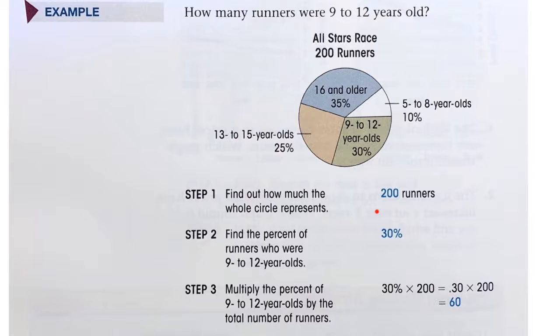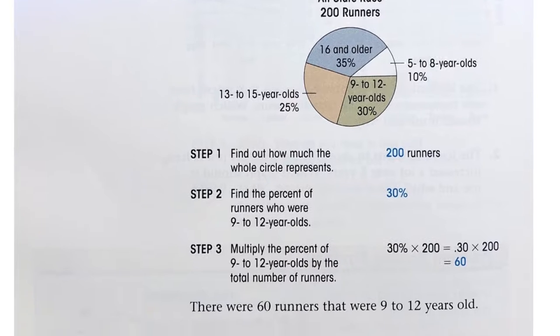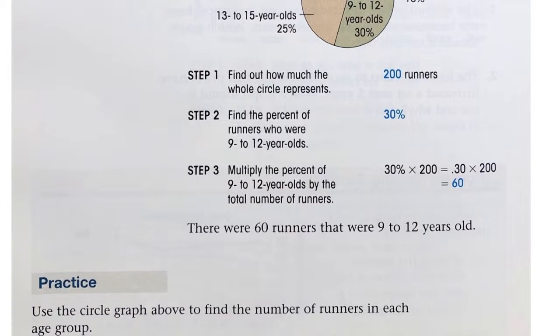So step 1, we see that there's a total of 200 runners. That's the whole. Step 2, find the percent of runners who are 9 to 12 years old. So we have 30%. Step 3, multiply the percent of 9 to 12-year-olds by the total number of runners. In this case, we've got 30% times 200. 30% gets turned into a decimal, 0.30. 0.30 times 200 is 60. There were 60 runners that were 9 to 12 years old.